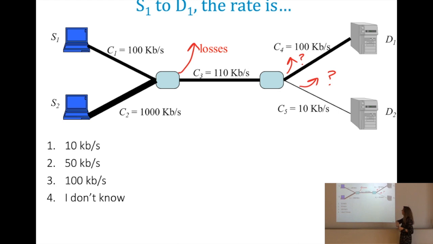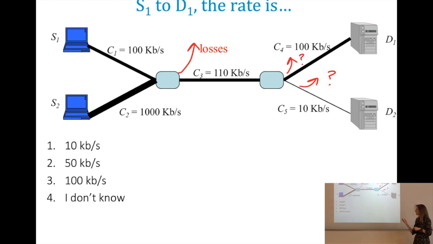So what would you say is the rate of S1 to D1? I kind of answered this question. Who thinks it's answer 1? Okay, good. Who thinks it's answer 2 and 3? Okay, so the people that answered are following. The rate that S1 achieves is 10 kilobits per second because of all the data loss that happens here.